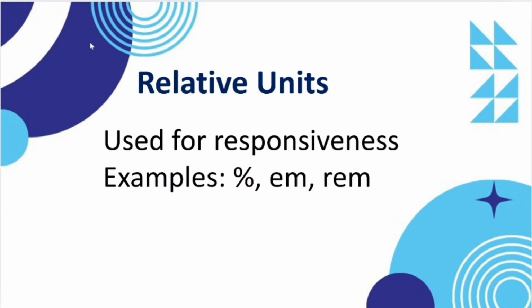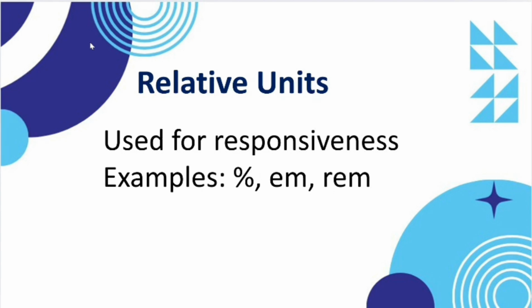Now we are talking about relative units. For responsive design, fixed units aren't enough. Use percentage, EM or REM. Percentage is related to the parent size. It can adjust according to its parent. EM is related to the parent font size. It depends on the font size of its parent. REM is related to the root font size. It depends on the root font size of the element.